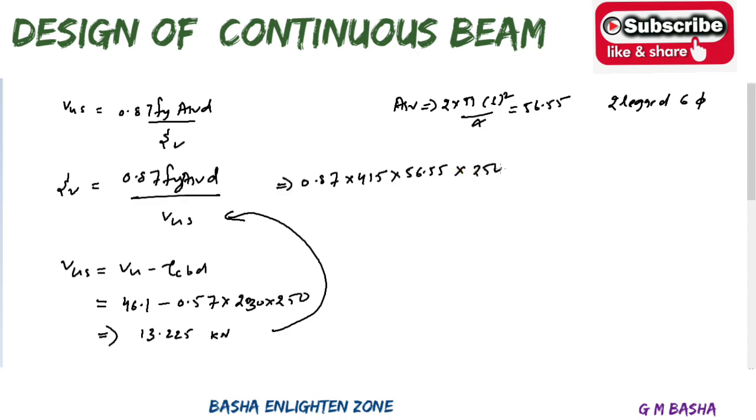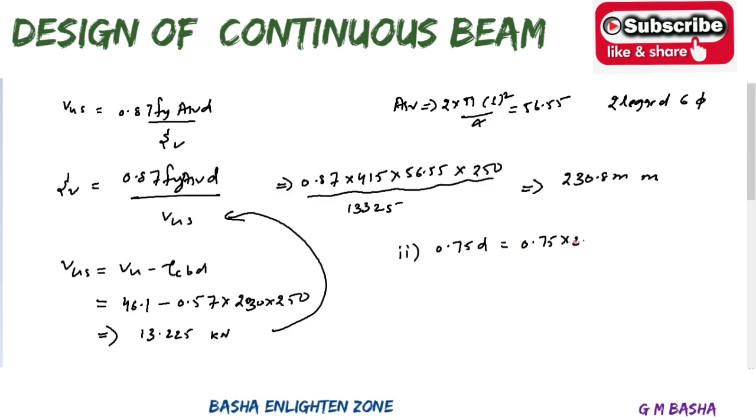d will be 250. I told you what is two-legged and how you can calculate all these things in the previous problems itself. So the entire procedure remains the same, and there is no need to calculate each and every time again and again. If you simplify, your Sv will be around 230.8 mm. After obtaining this, check with two conditions: 0.75d, that is 0.75 into 250, which is approximately 187.5 mm, and the next condition is not greater than 300 mm.